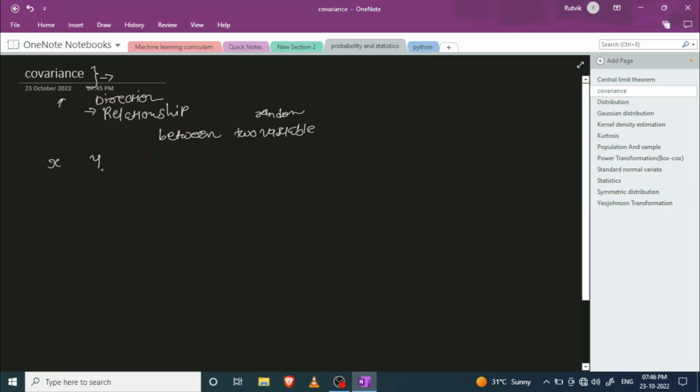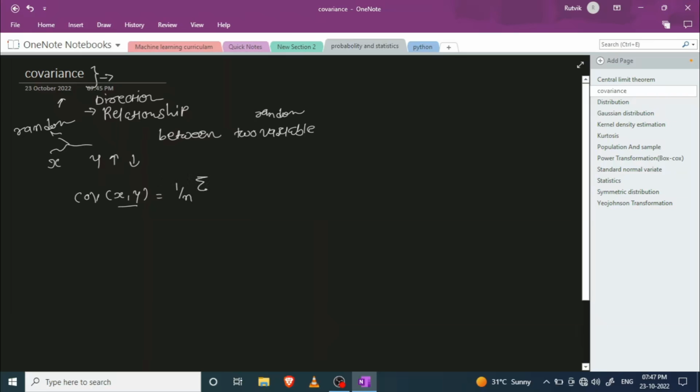So suppose we have a variable x and variable y. These both are random variables, continuous random variables, right? And I want to check, with the increasing of x, does y increase or decrease? I want to check that. So we can easily check that with the help of the covariance formula. So this covariance formula is like this. Okay, so here I'm going to write the two random variables that I want to check the direction of the relationship of, right?